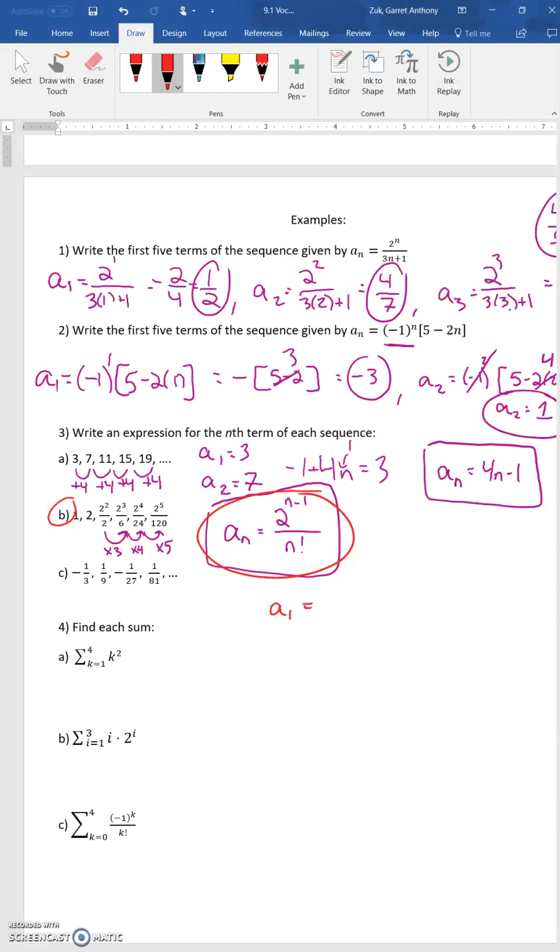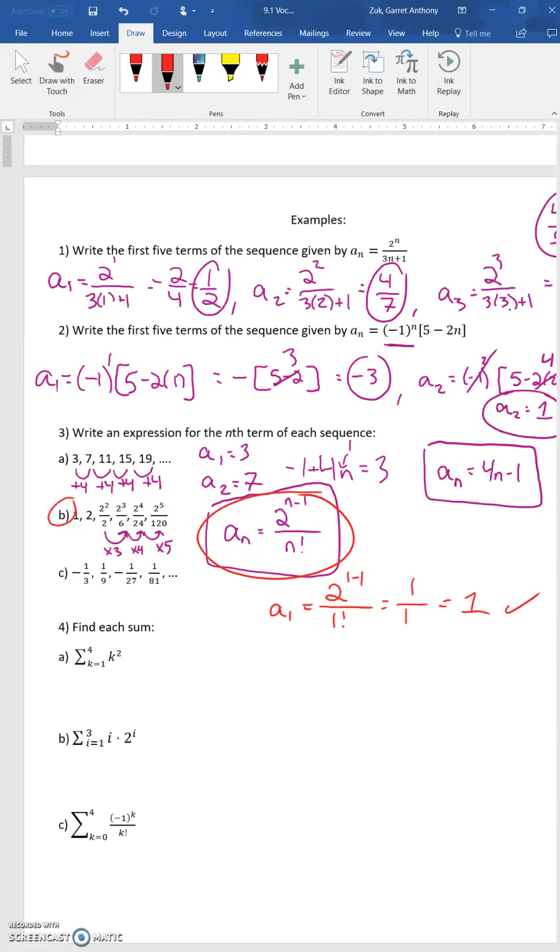So let's start at a sub 1. Using my rule, that would be 2 to the 1 minus 1 over 1 factorial. Well, 2 to the 0 power is 1, and 1 factorial is also 1. So our first term is 1. That matches, so that's good.